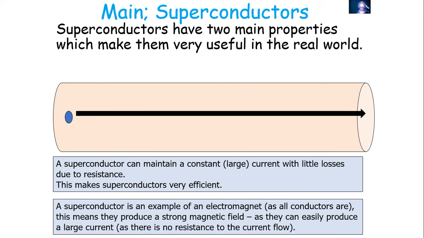And secondly, because the conductor can also be an electromagnet, as all conductors will also produce a magnetic field, a superconductor is also an electromagnet. Now, because it can make a large current easily, because there's no resistance to current flow, it can make a very strong magnetic field easily. So if you want your conductor to make a very large magnetic field, it's better to have a superconductor as opposed to a normal conductor.